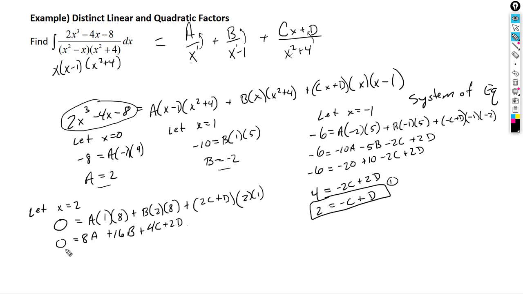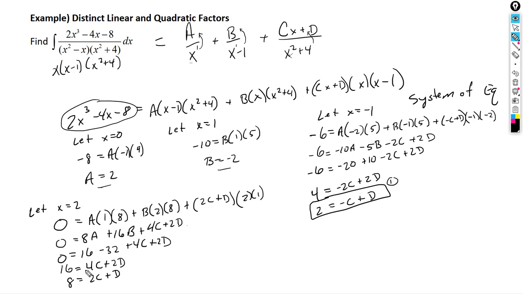Now I plug in a's and b's. So 0 equals 8 times a is 2, so that's 16. B is -2, so that's minus 32, plus 4c plus 2d. And then 4c plus 2d is equal to positive 16 when I bring that over. Let's divide by 2, and I get 8 equals 2c plus d.